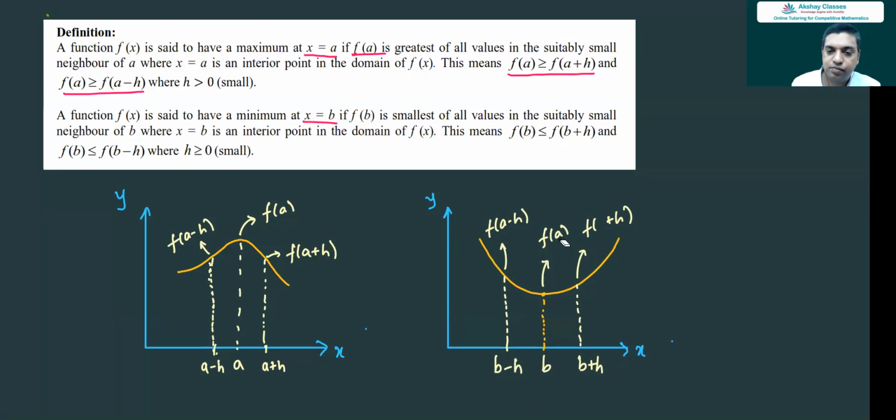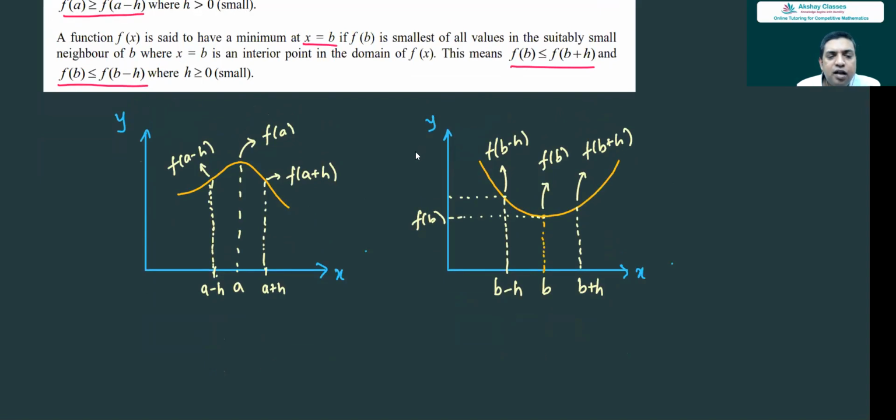So we have, this is b minus h, and f of b plus h. So these values are lower. f of b is this value, and f of b minus h is greater than f of b. f of b plus h is also greater than f of b. So these inequalities hold. f of b is less than f of b plus h and f of b is less than f of b minus h. In that case, this function has a local minimum.